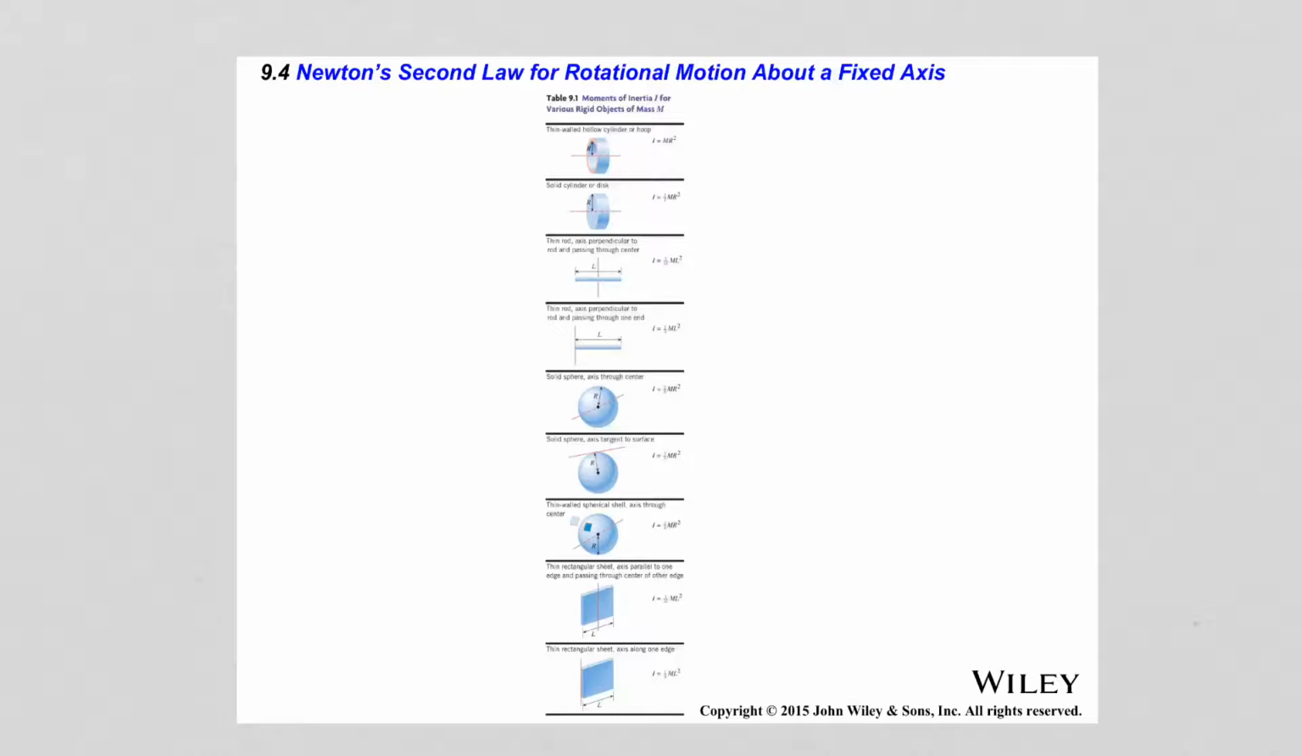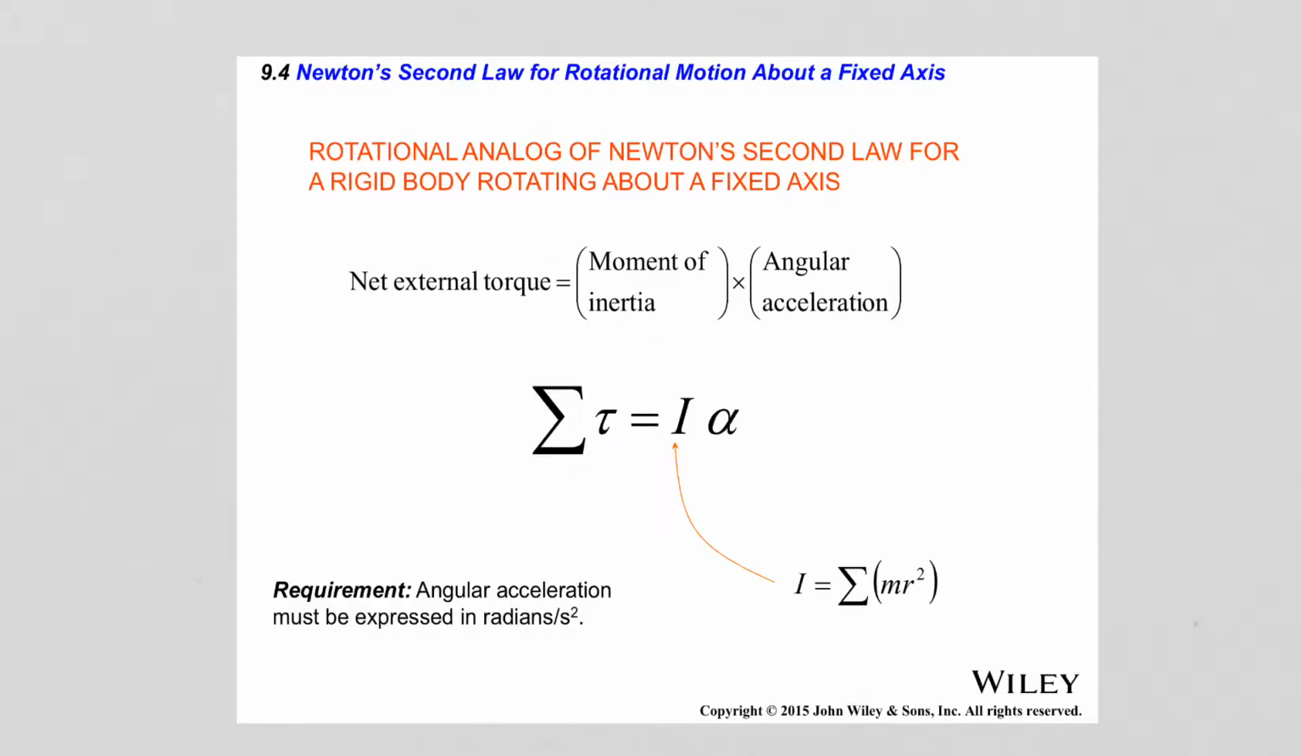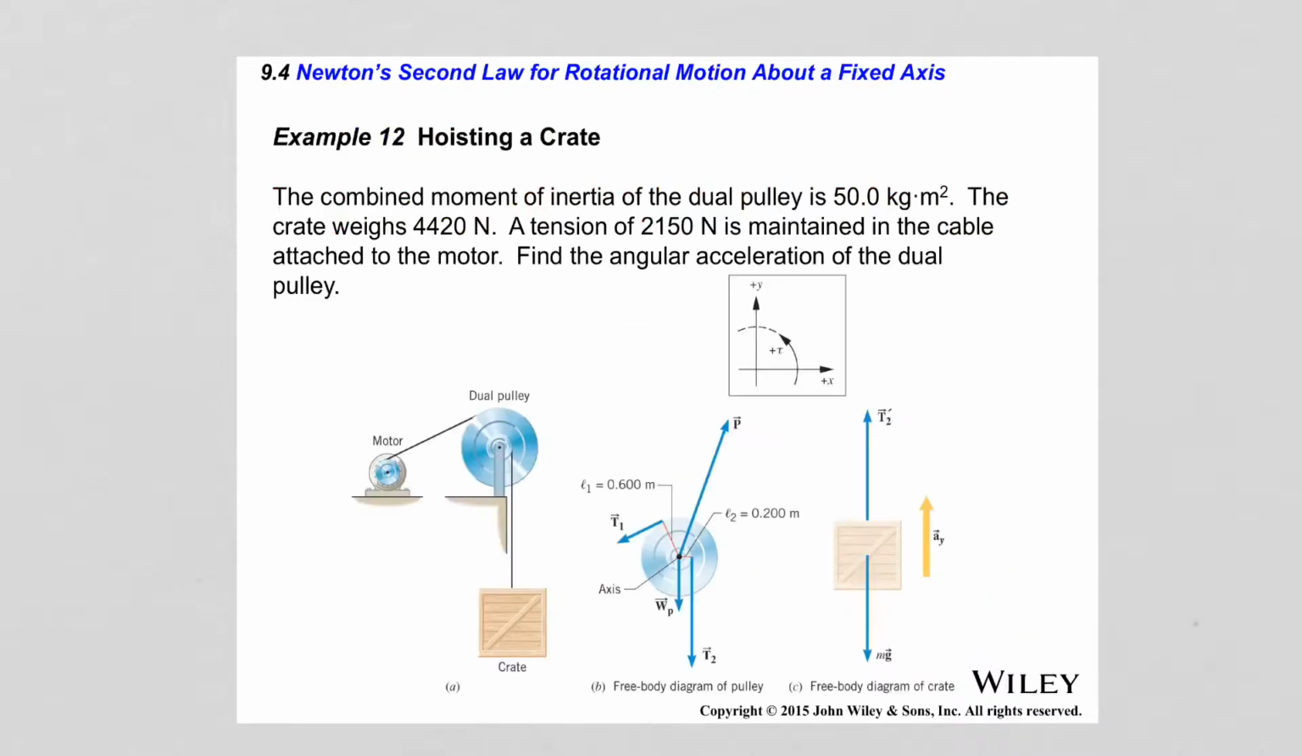The point is that you can break down your more complex shape into simple shapes like that, calculate the individual moments of inertia, add the results together, and that gives you the total moment of inertia. The units for moment of inertia are the units of mass times the units of distance to the second power, so that would be kilograms times meters squared. So let's look at this problem and use the concept of moment of inertia to solve it.